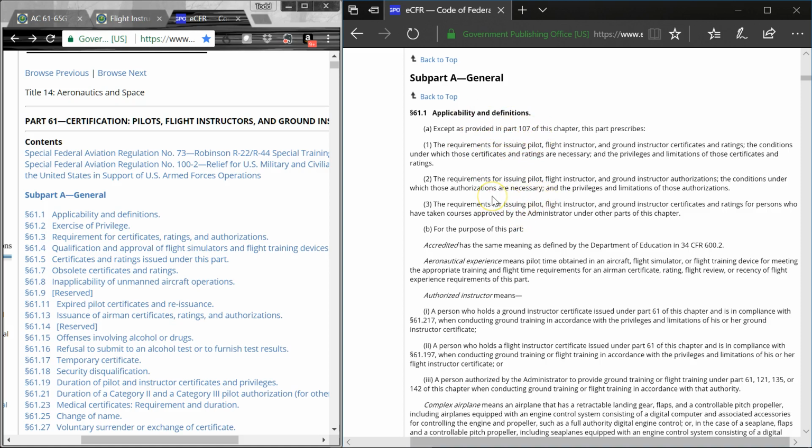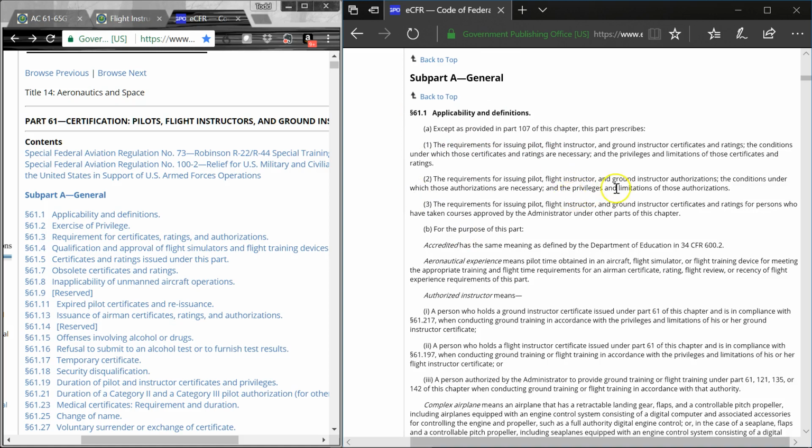You may be a Part 107 person. You may have your certificate already. If you don't, get with a CFI or something, and they can get it for you. It's just a quick thing online. If you need more information about that, just drop me a comment below, and I'll explain to you how you do it. So 61.1, applicability and definitions.